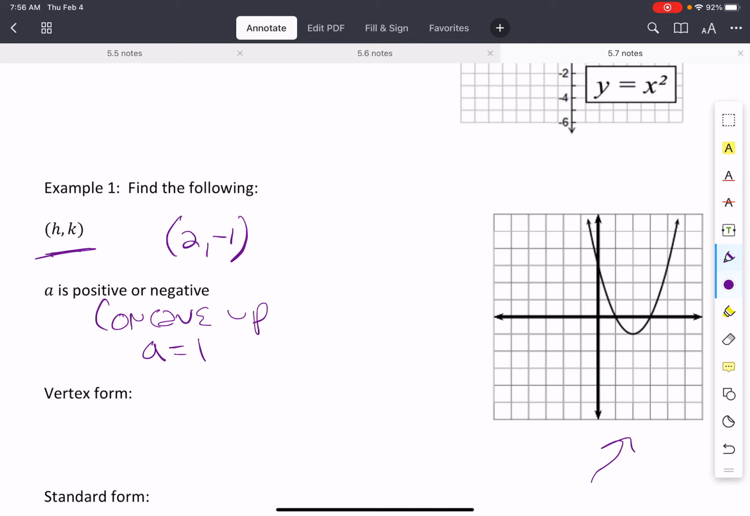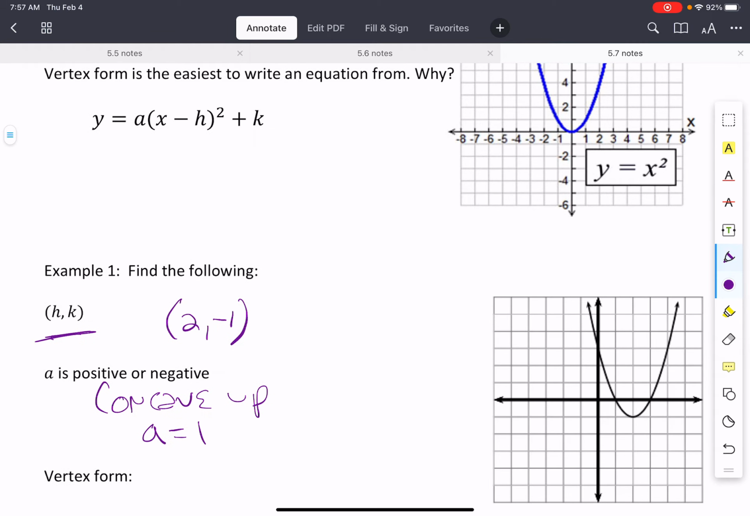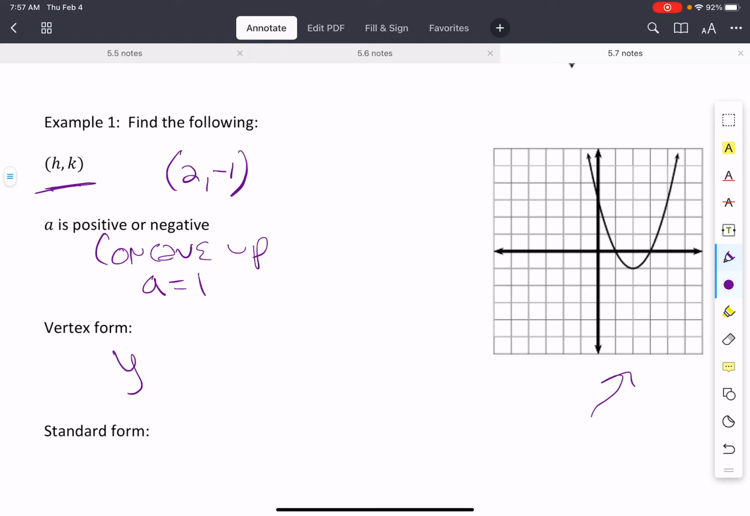So, anybody think they could write a vertex form knowing that A is 1 and my vertex is 2, -1? Remember, that's our general vertex form right here. So we're doing the opposite of what we've been doing for a few weeks now, where I've given you the equation and you find the vertex. Now I gave you the vertex and I want you to write the equation. Okay, Oliver, what'd you get? So y equals, and then x minus 2 in parentheses, and then squared, -1.